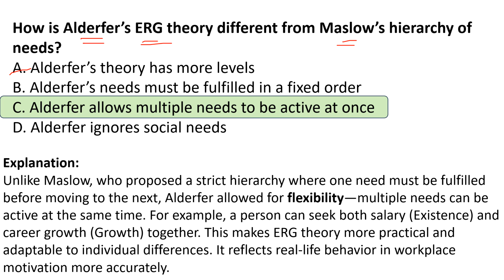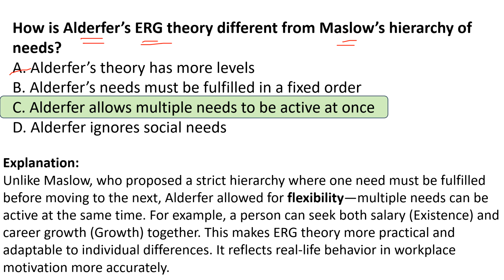See, unlike Maslow, who proposed a strict hierarchy where one need must be fulfilled before moving to the next, right? That we have seen in the previous session as well, how Maslow said you should first fulfill one thing and then move to the next one, right?